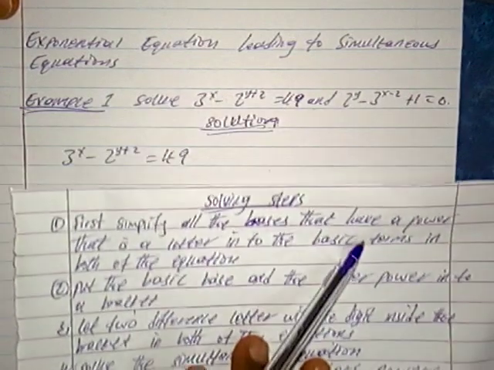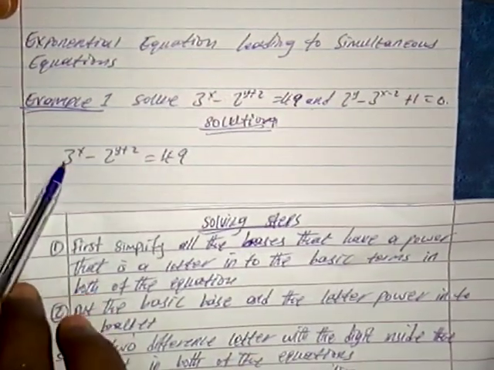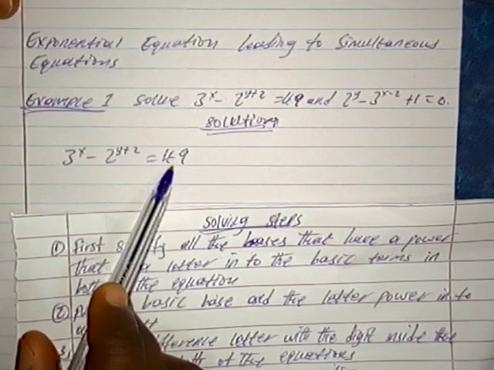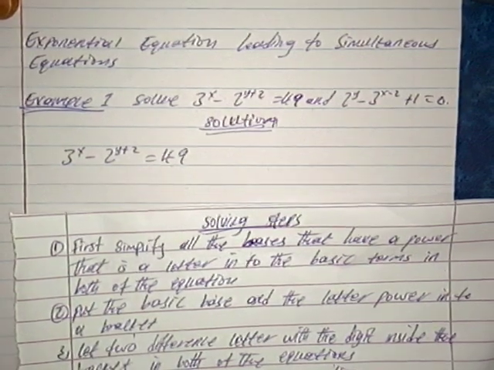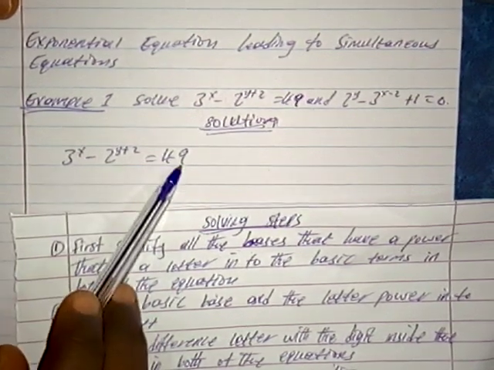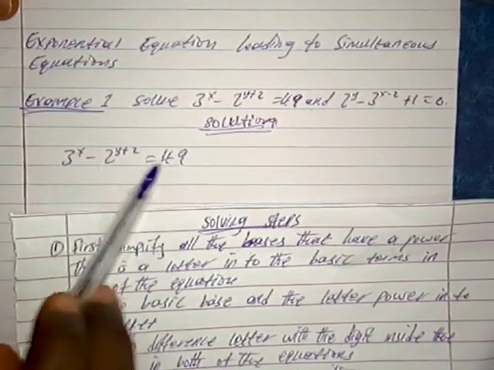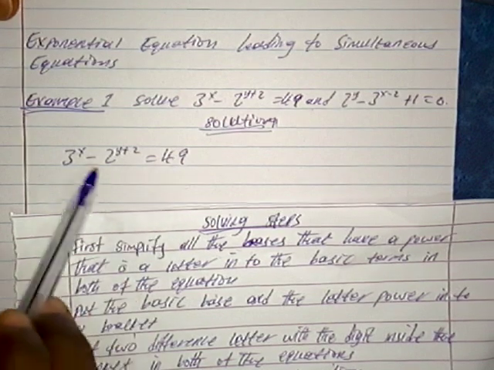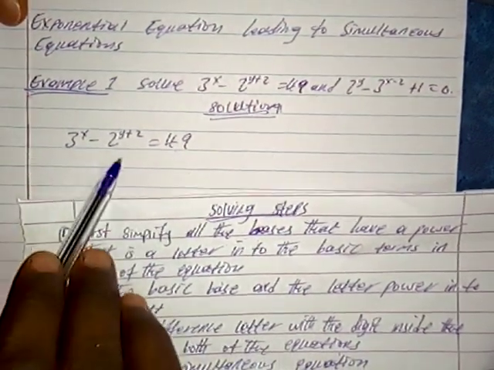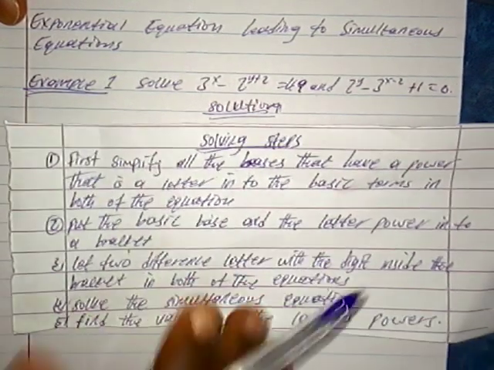We simplify all the bases. What are the bases? 3 is a base, 2 is a base, and 49 is a base. We are going to simplify all the bases that have a lettered power. It's 3 and 2. 49 does not have a power that is a letter. Good. So we are not going to simplify 49. It's only 3 and 2. But if you observe, 3 and 2 are already in the basic base. So we skip that step, right?